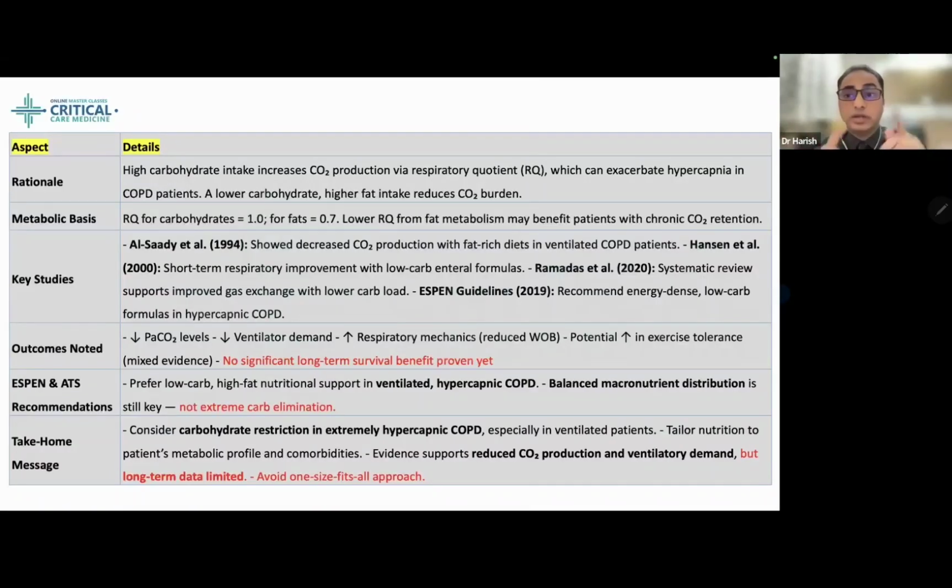We thought, okay, we need to restrict, but there is no data clearly suggesting you need to restrict carbohydrate in all patients. Okay, that is the take home.